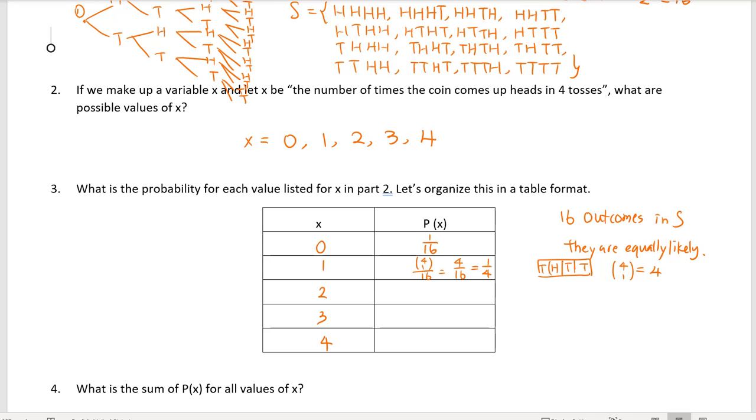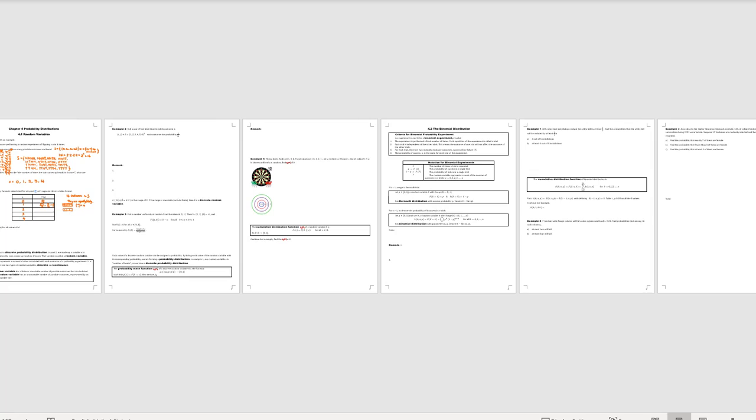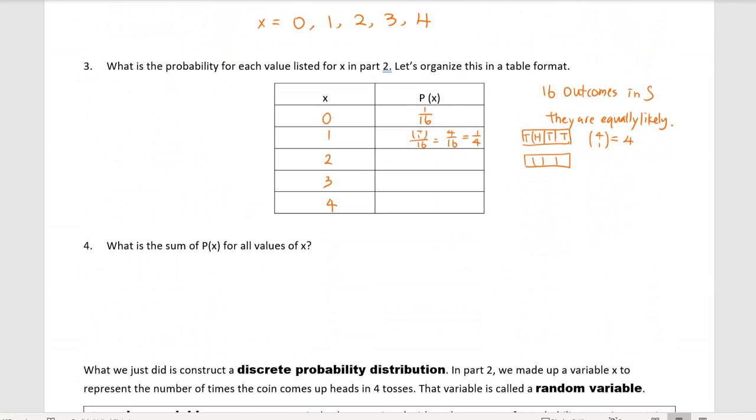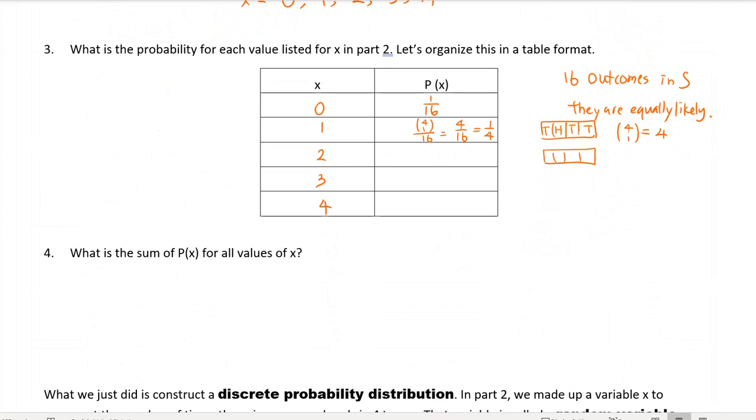Okay, 2 heads is like we have 4 boxes, we pick 2. Oh, it's so sensitive. My hand sometimes touches the lower right corner. Okay, 4 boxes, we choose 2 to fill with the heads. 4 choose 2 is 4 times 3 over 2. We cancel. 2 times 3 is 6. So this is 4 choose 2 over 16, which is 6 over 16. That is 3 over 8.